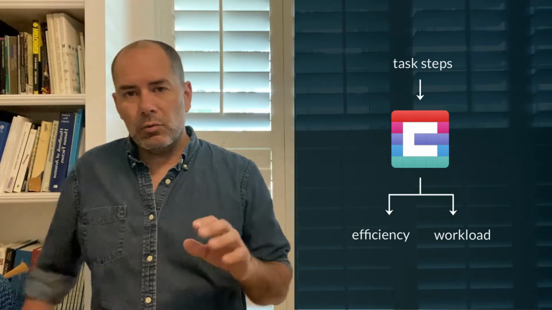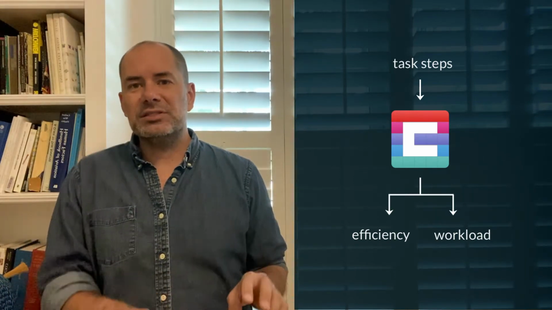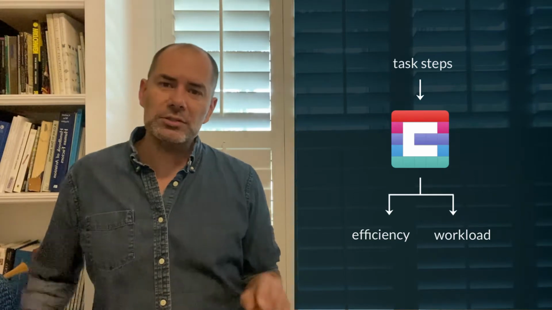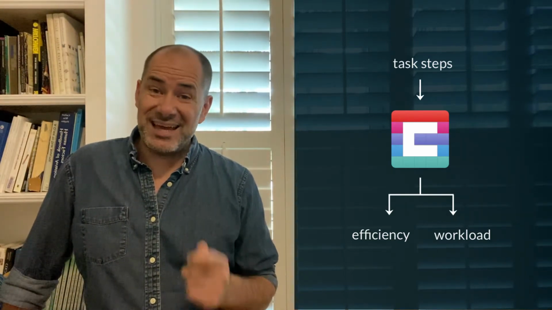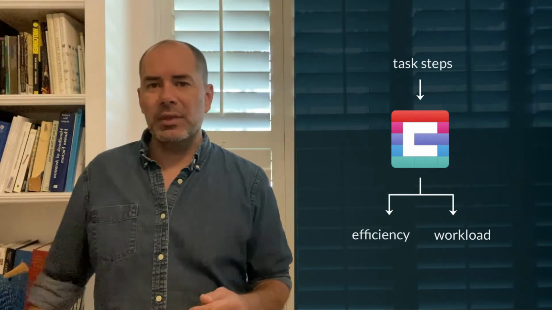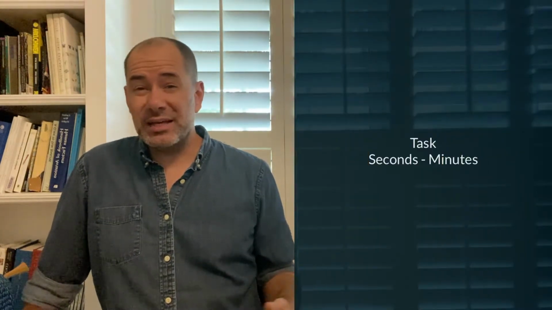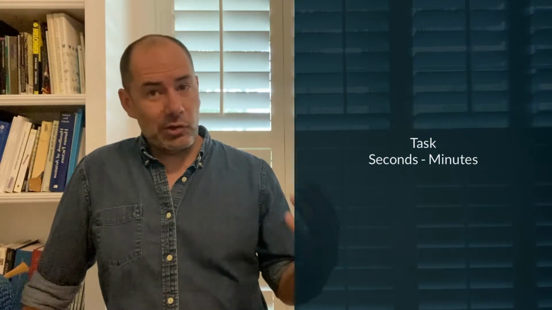So we're going to talk about task efficiency and mental workload some more in a minute, but let's start breaking down what a task is exactly in Cogulator and what we mean by task steps. All right, so let's talk a little bit about what a task is. In Cogulator, one way to think about a task is in terms of a time scale. So something that takes a few seconds to a few minutes is generally a good candidate for modeling in Cogulator. If it takes 10 or 15 minutes, can you model in Cogulator? Sure. It's getting on the long side though.